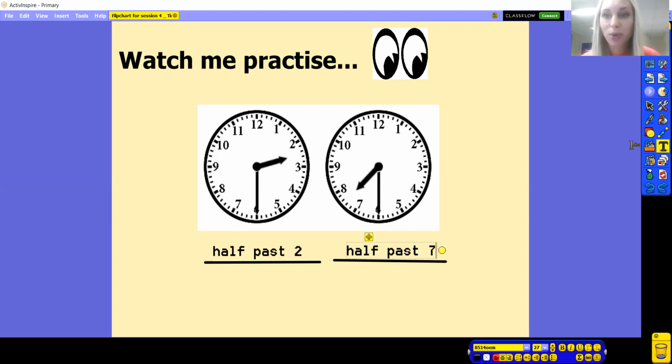Okay, now I'd like you to pause the video again so that you can have a go at doing your orange task. When you've done your orange task, unpause me so then I can show you how to do green.